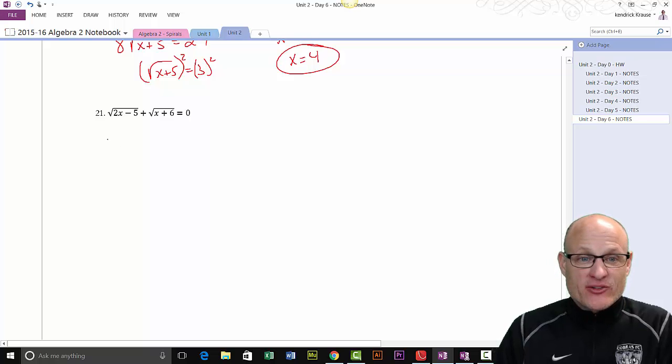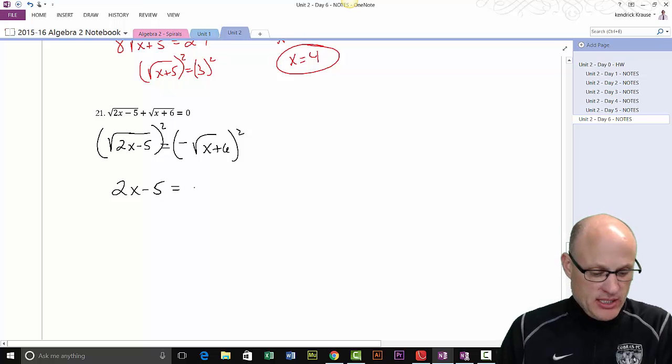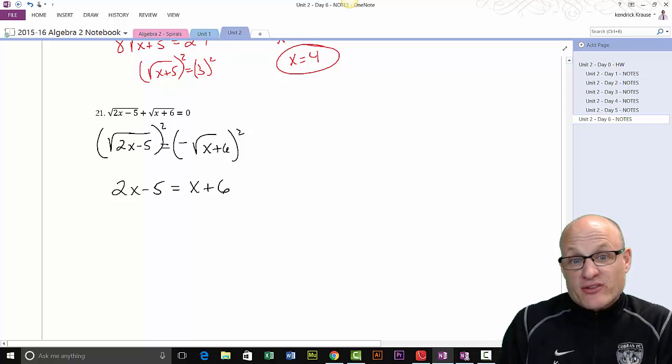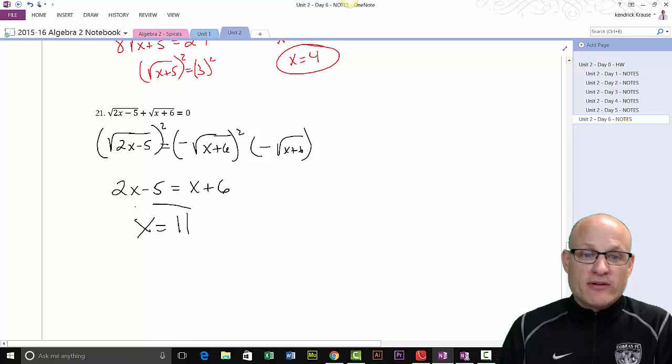All right, this one right here. Get a radical on each side, so we're going to get radical 2x minus 5 is equal to negative square root of x plus 6. Now, when you square something, don't forget it becomes positive. So if I square it and I square it, I get 2x minus 5 is equal to x plus 6. Now I just have to solve that. Well, don't forget it's really times negative radical x plus 6. So the negative times negative makes it positive. That's why it's positive x plus 6. So this gives me x equals 11.